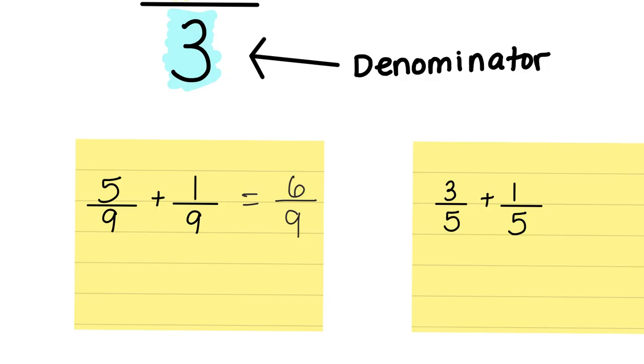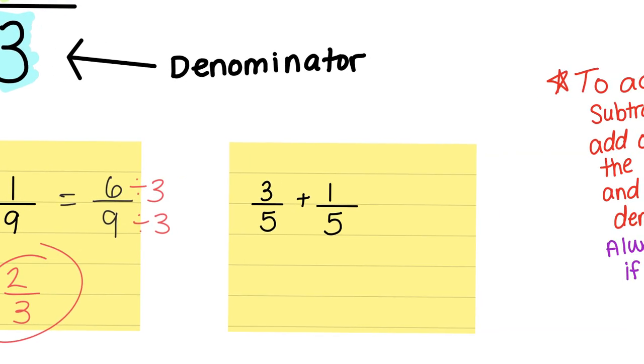So, can you simplify 6/9? What can I divide both of those numbers by? So what is 6 divided by 3? What is 9 divided by 3? So my answer would be 2/3. On the second one, once again, if the denominators are the same, which they are, the denominator is going to stay a 5. And the numerator, since it says 3 plus 1, well, 3 plus 1 is 4. Can I simplify 4/5? No. So my answer would be 4/5.